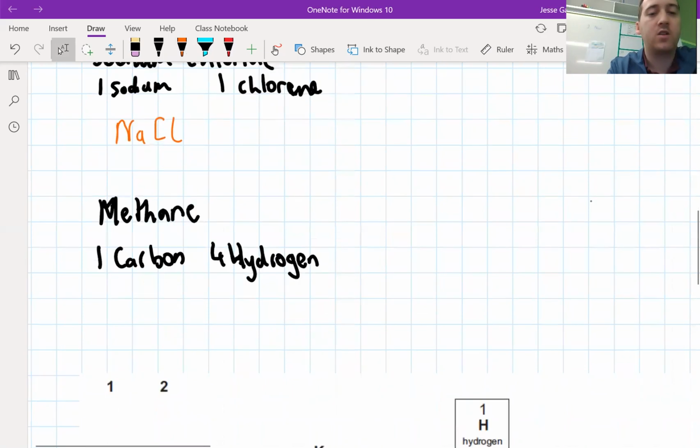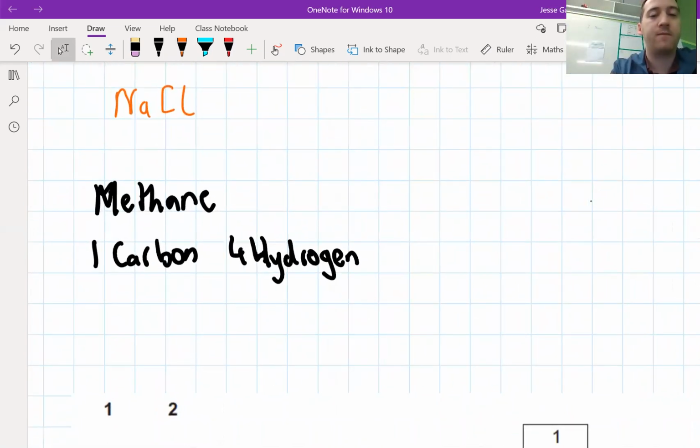Okay, let's do this one now, methane. 1 carbon and 4 hydrogens, sorry. So we've got capital C for carbon, and of course there's only one of them. And then we've got H, capital H for hydrogen, and there are 4 hydrogens. So hopefully you remembered, you've got to show that there are 4 of them. We do this by putting a little 4 down here. That is correct. Well done.